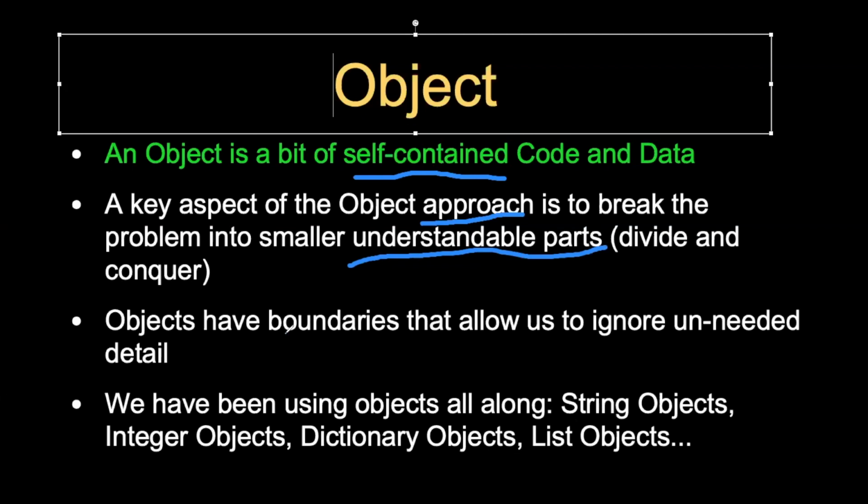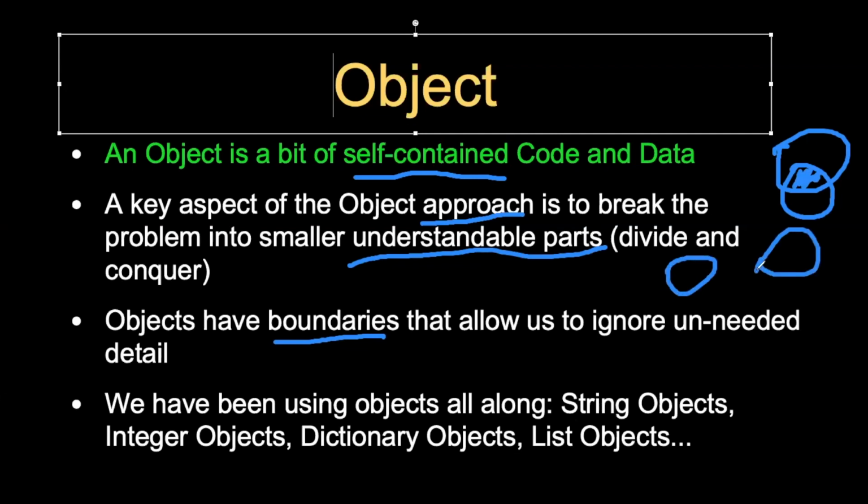Objects have boundaries that allow us to ignore unneeded details. So what does that mean? Well, objects do not merge with another object. You don't see two objects kind of merge together with something in between. Objects are typically standalone. What does that mean? List has nothing to do with tuples. Tuple has nothing to do with dictionaries. These are two different objects that you can have at runtime. There are certain boundaries between them, meaning there is no shared code.